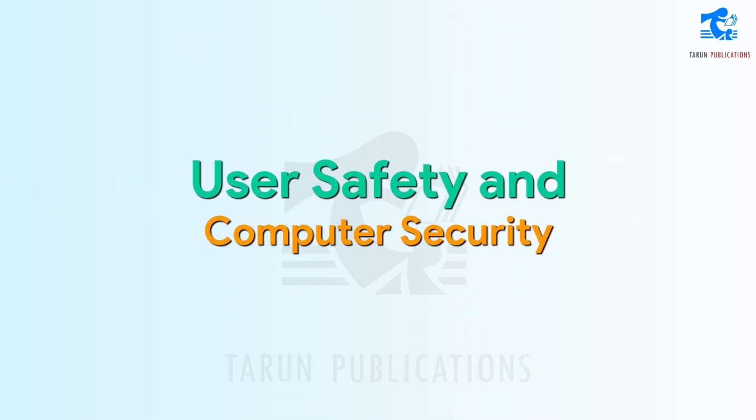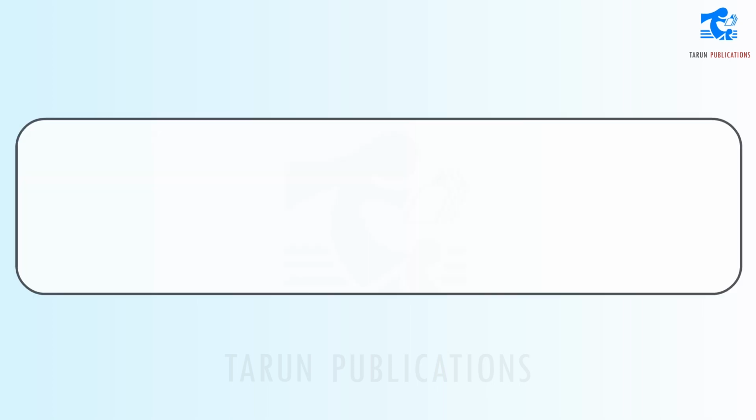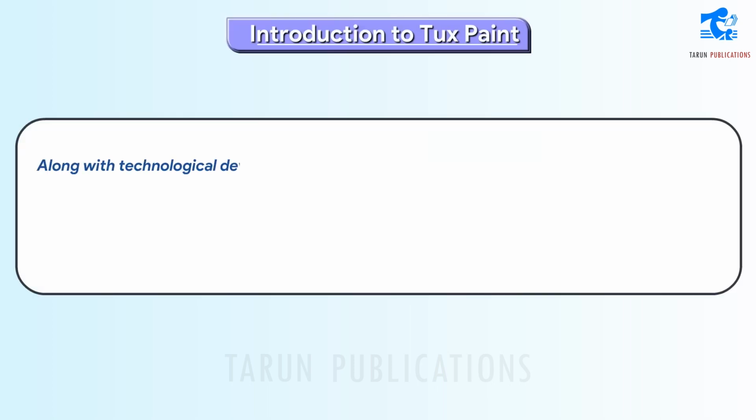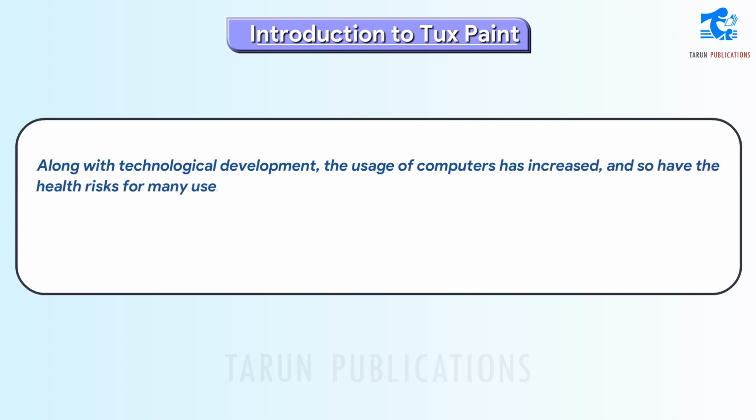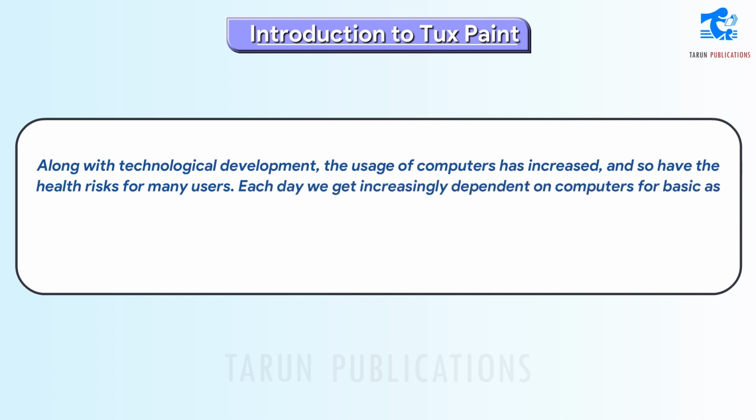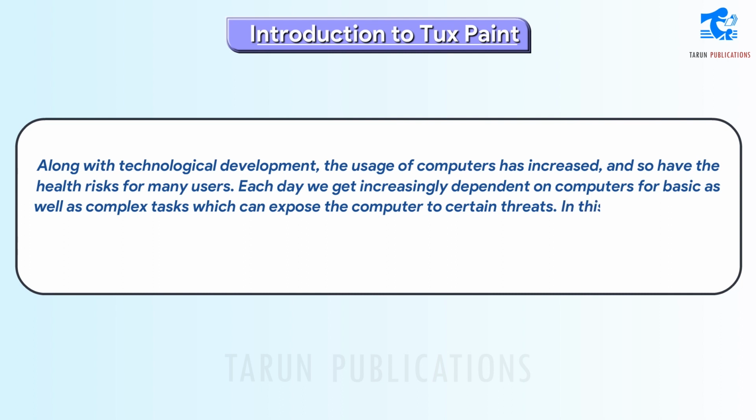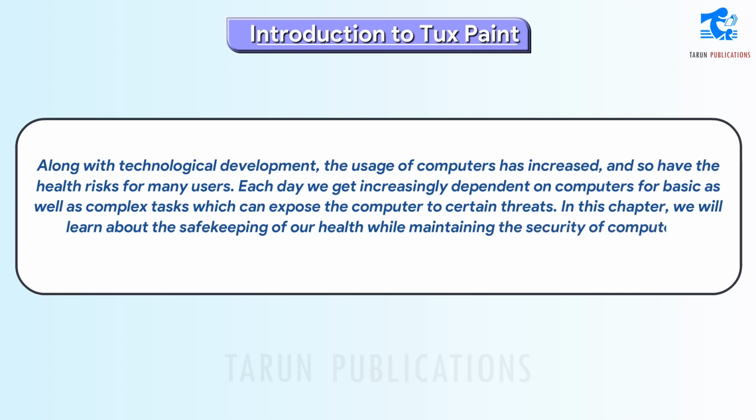User safety and computer security. Along with technological development, the usage of computers has increased, and so have the health risks for many users. Each day we get increasingly dependent on computers for basic as well as complex tasks which can expose the computer to certain threats. In this chapter, we will learn about the safekeeping of our health while maintaining the security of computers.